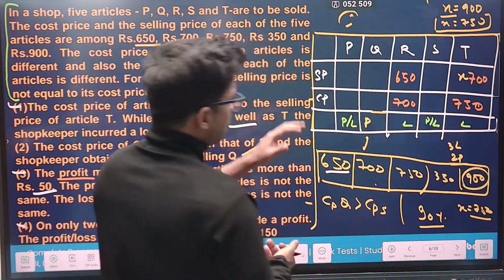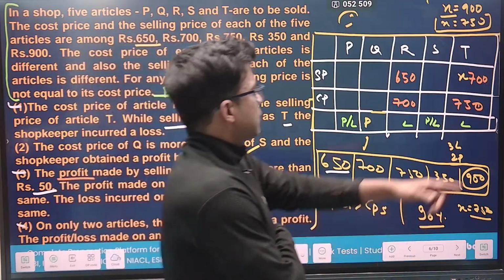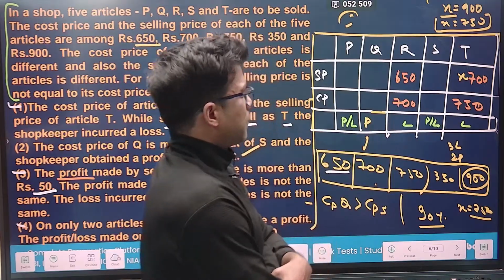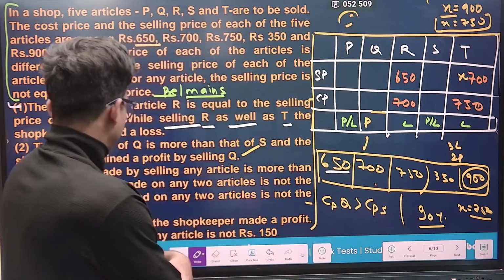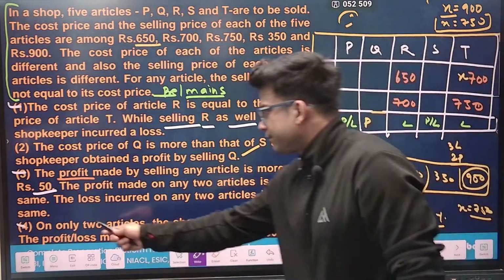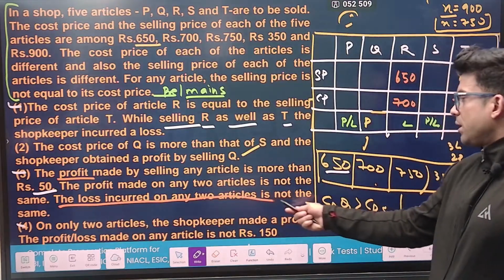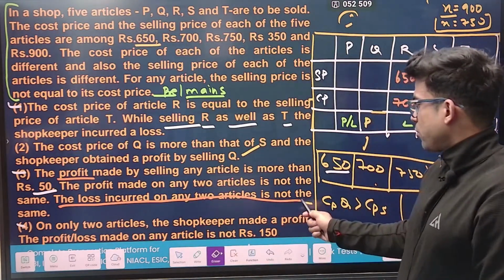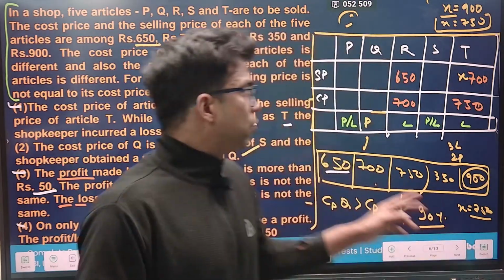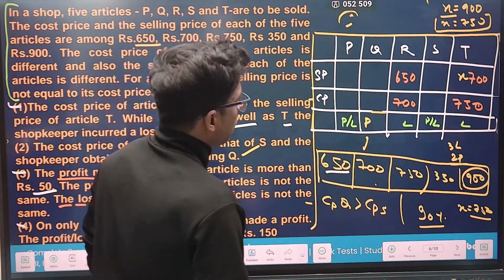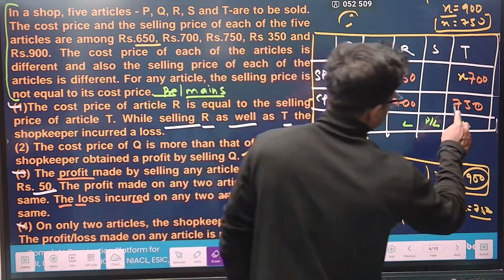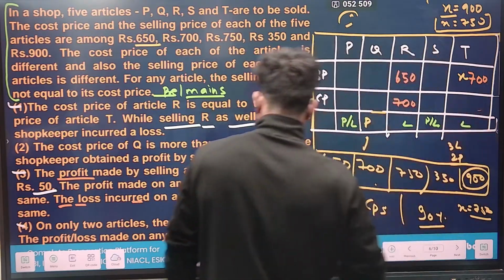Let's solve this one first, okay. Putting the value of x equals 700, here also 700, and here is a loss of 50, which is possible. Okay, that's a fine part. The point was also mentioned: the loss incurred on any two articles is not the same. Is it right, everyone? See, this was the point which we were missing. They are saying that the loss cannot be the same, and here the loss is the same in two cases. T is also going for the same loss, which is 50, and R is going for the same loss, which is 50. So I would remove this 750 from here, and now I can put 900 here. Is it right or not?